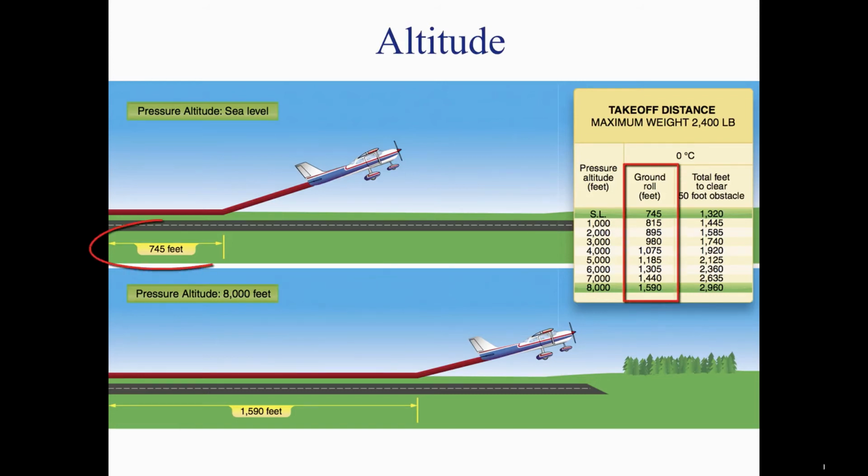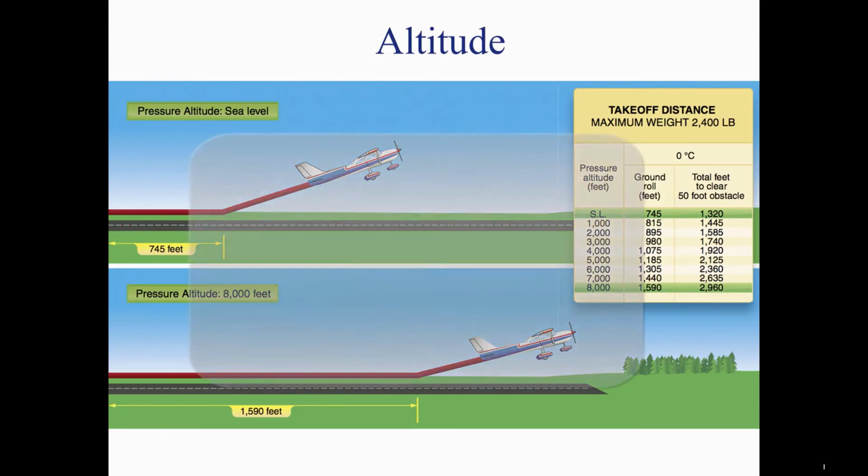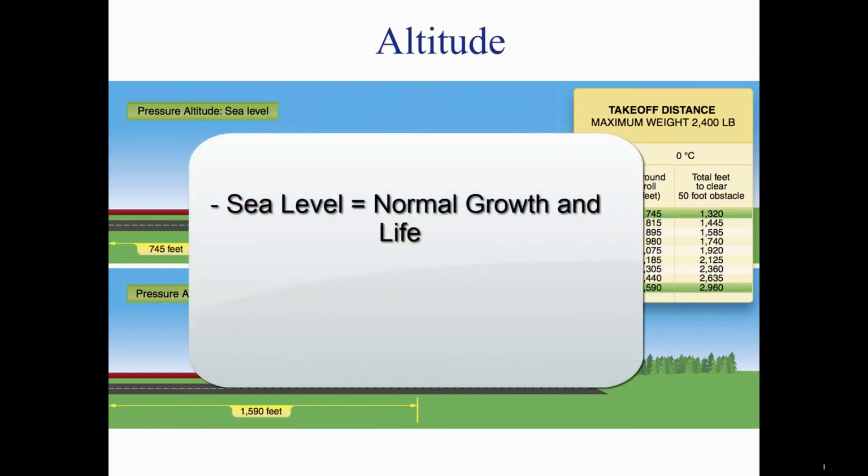An aircraft that requires 745 feet of ground run at sea level requires more than double that at a pressure altitude of 8,000 feet, as shown in the figure above. At sea level, atmospheric pressure is great enough to support normal growth activity and life.